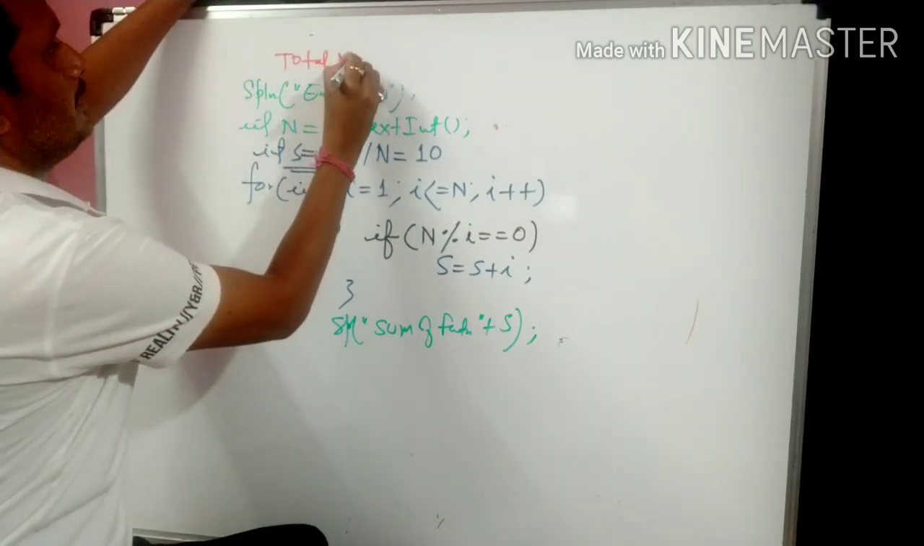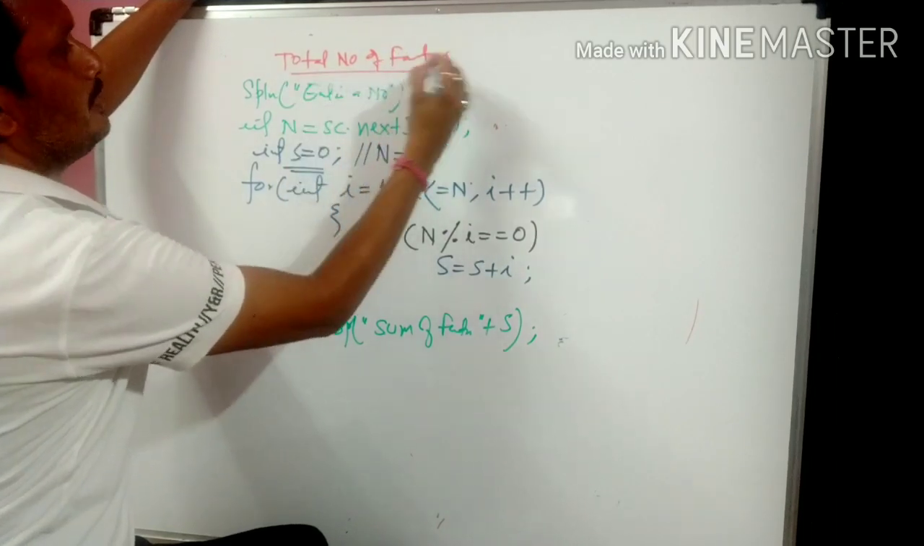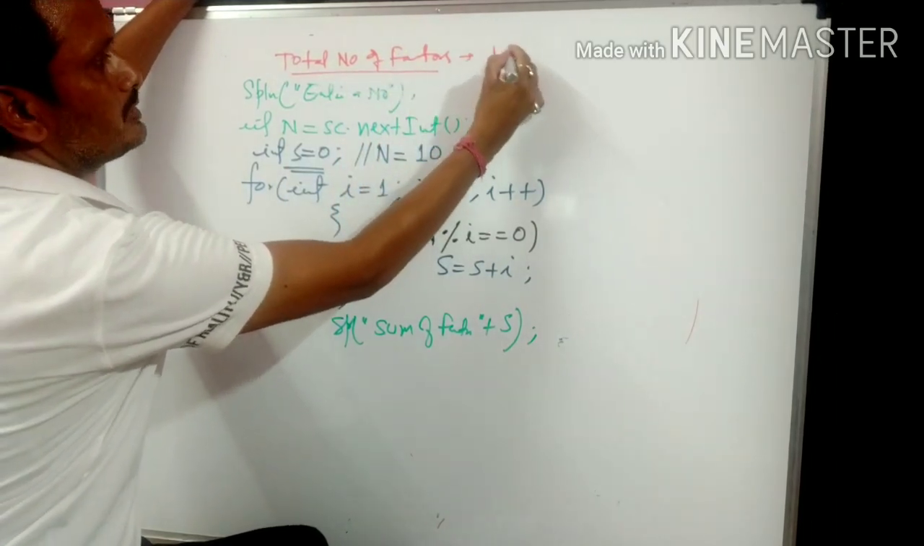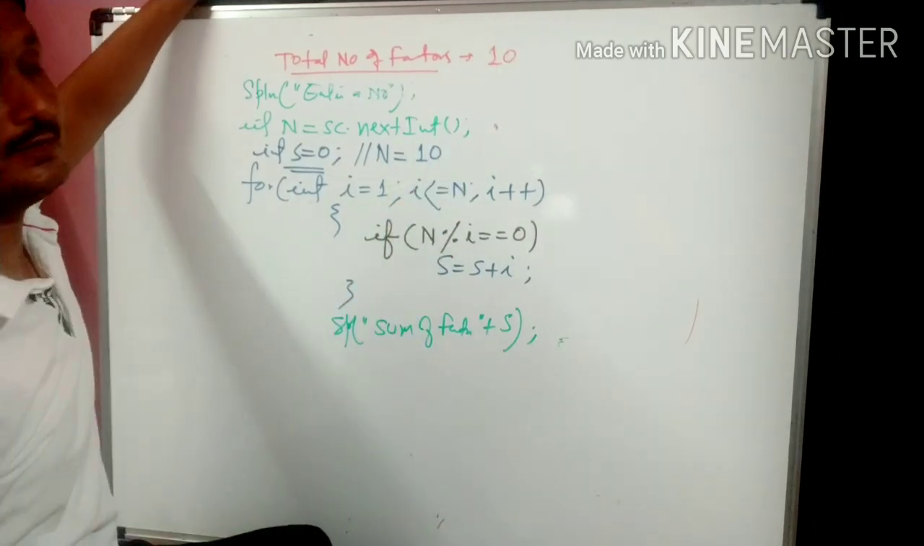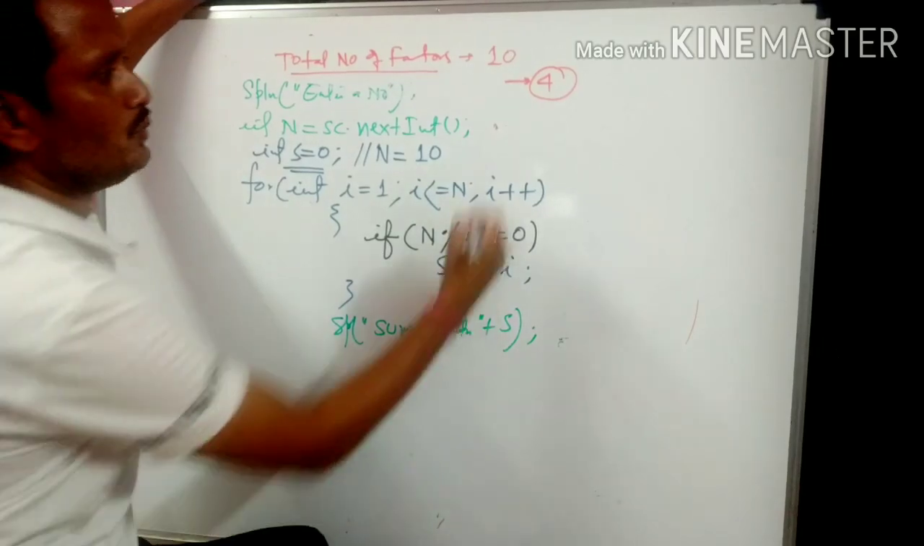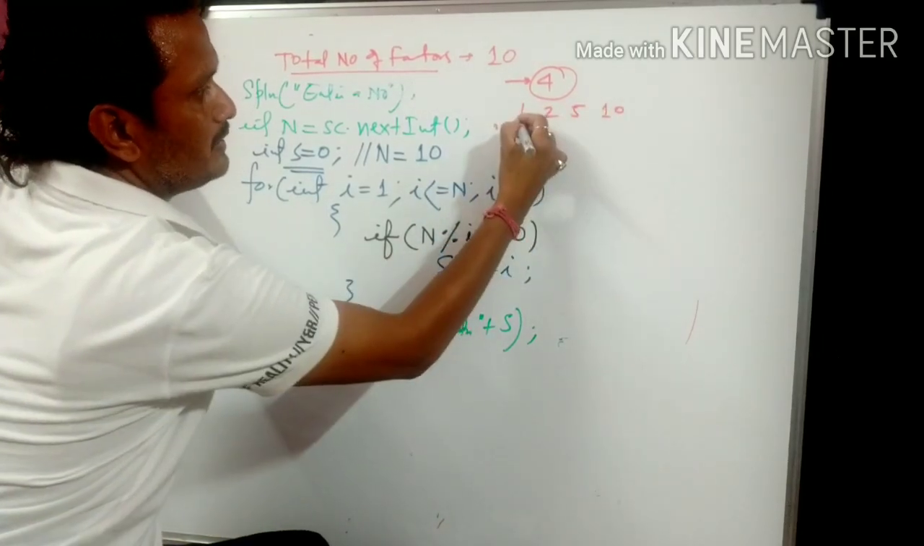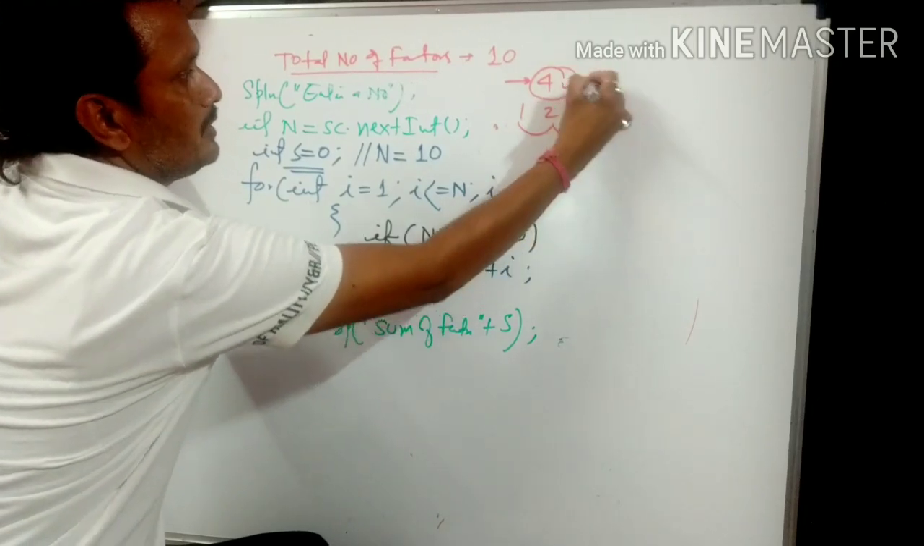Here is the total number of factors. What does total number of factors mean? Suppose the value of n is 10. How many factors are there? The total number of factors will be 4. That means 1, then 2, then 5, then 10. How many factors? 1, 2, 3, 4.